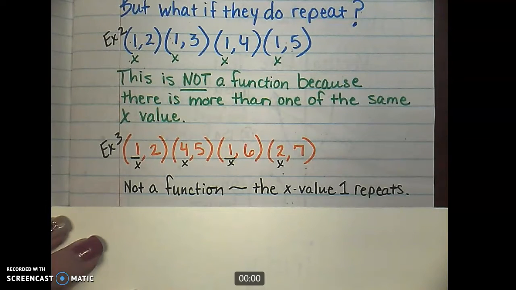Ms. Daniels? Yes. For it to be a function, does it have to be in numeric order? It does not. The order does not matter at all. We're only looking at the x values to see if they repeat. Okay? Good question.